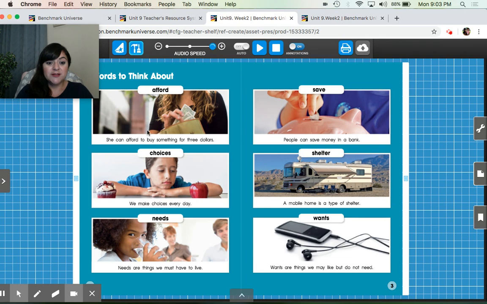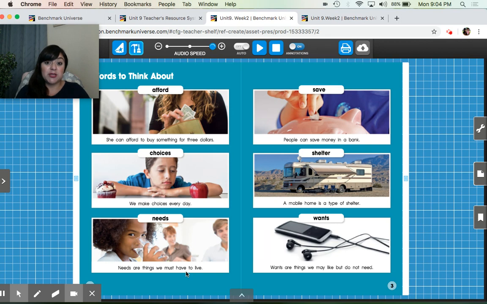Afford. So she can afford to buy something with $3. Afford means you have enough money to pay for an object. You can afford it. Choices. You make choices every day. You want to eat an apple or you want to eat a cupcake. You make a choice.